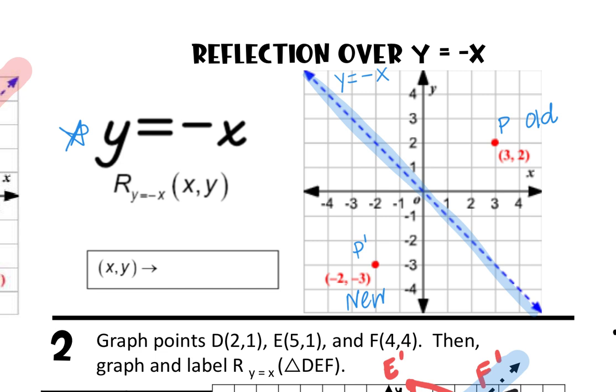So how we had been doing it, we're going to swap positions, but when we swap the position of x and y, we need to also change the sign. Okay, so this is how it looks like. Negative y, negative x. Remember, the negative means change the sign. Cambia de signo.